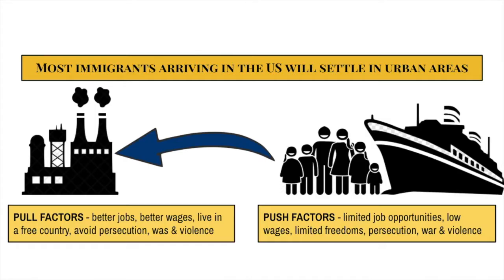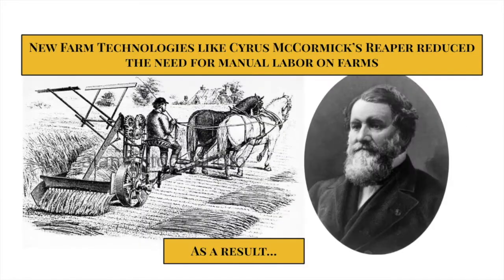And these two factors obviously coincide, right? What is a pull factor is usually somewhat of a push factor back home. Back home, there are limited job opportunities, there are low wages, there are limited freedoms, there's persecution, and there are wars and violence. So we know that many immigrants are coming to the United States for push factors, reasons in their home country, and then pull factors, things here in America that are desirable to them.